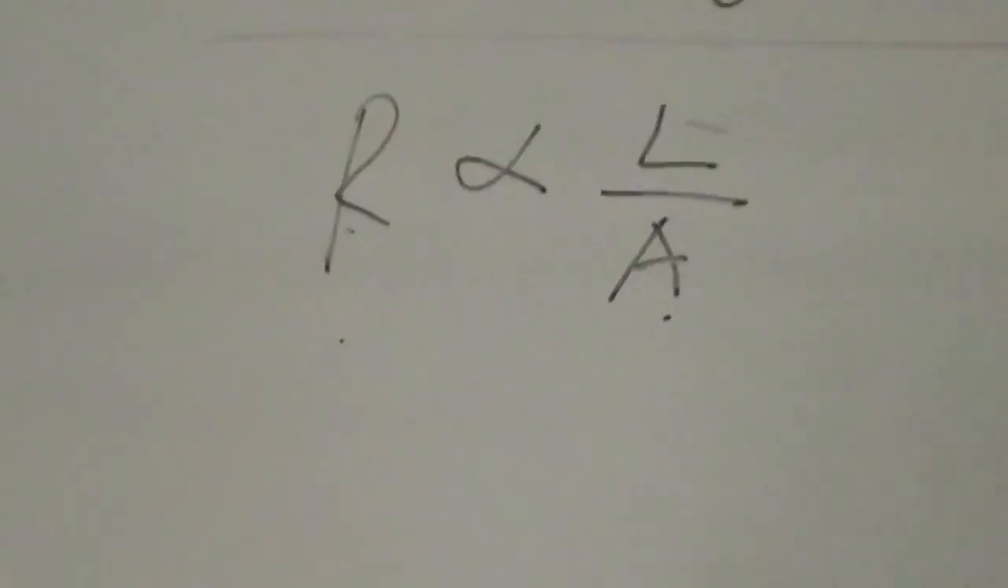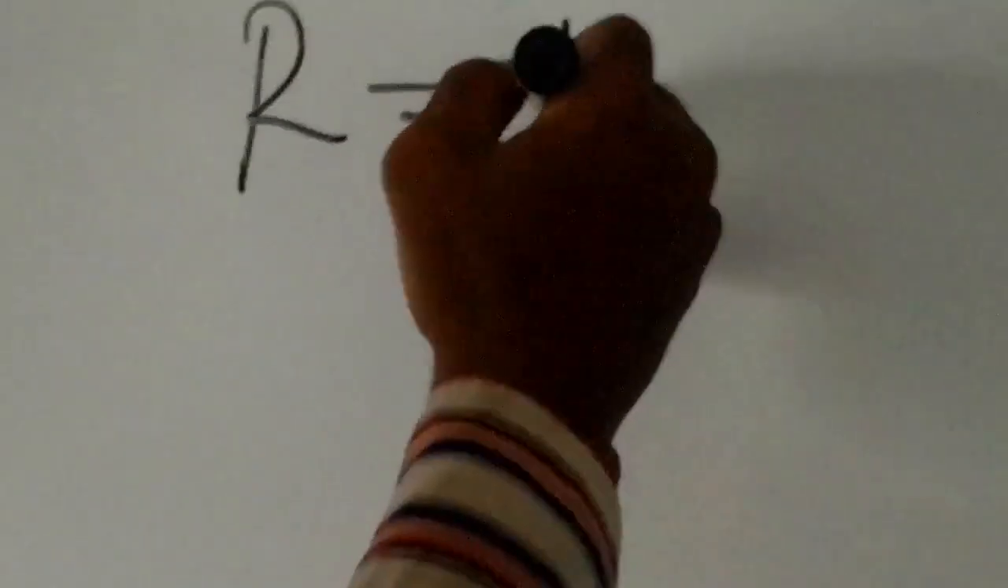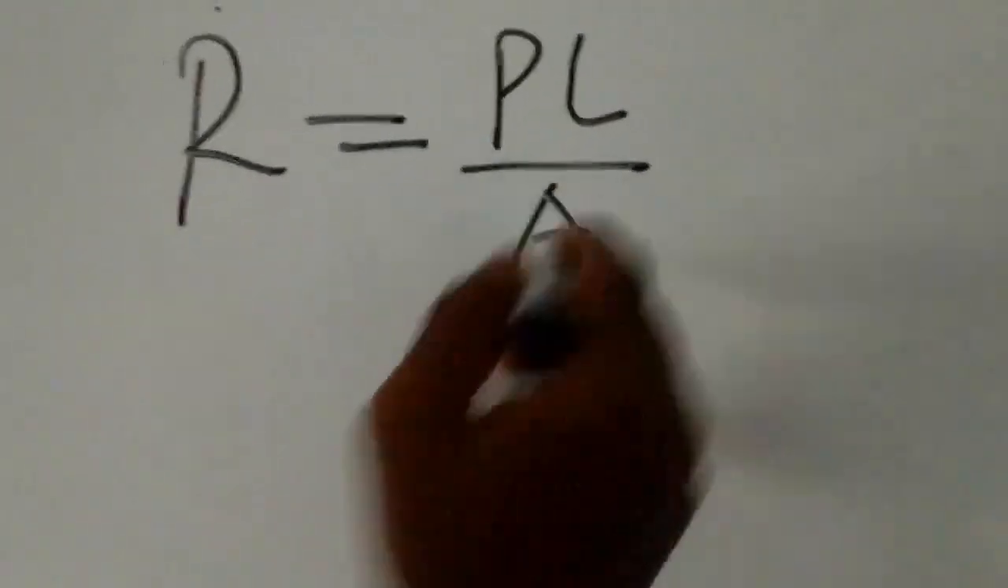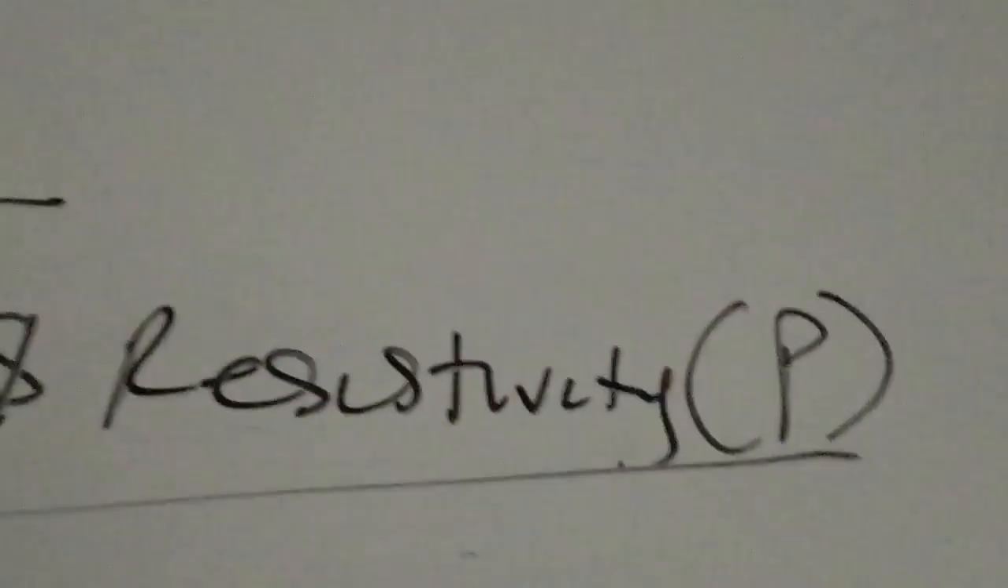Now, I know from my knowledge of mathematics that when you have a variation expression, we remove the variation sign and bring in an equality sign and a constant. So R equals, the constant I'm now bringing is the letter rho, rho L over A. That constant rho we introduced is called the resistivity of the wire. The resistivity of the conductor.